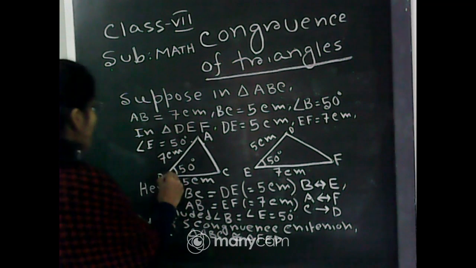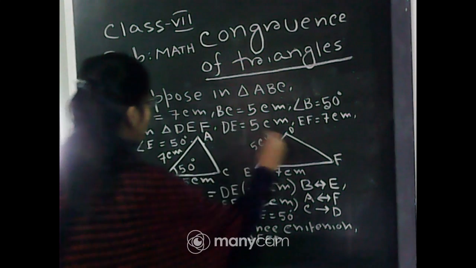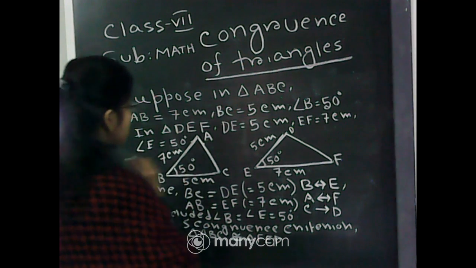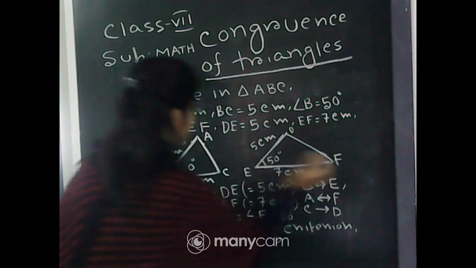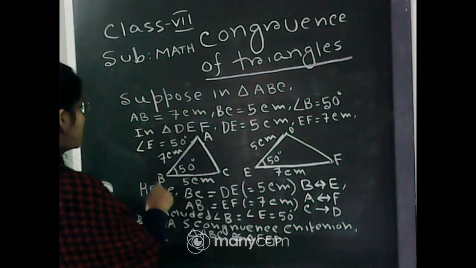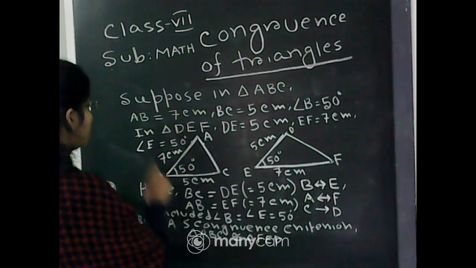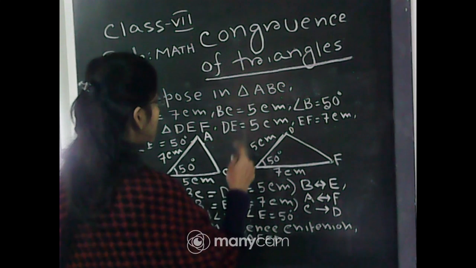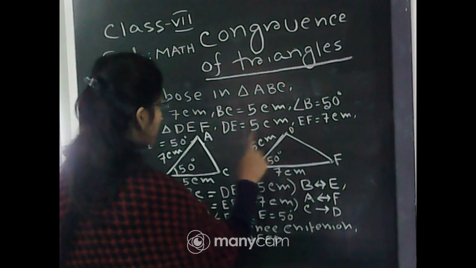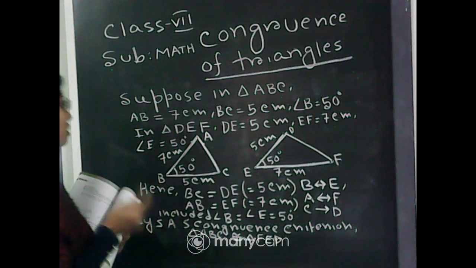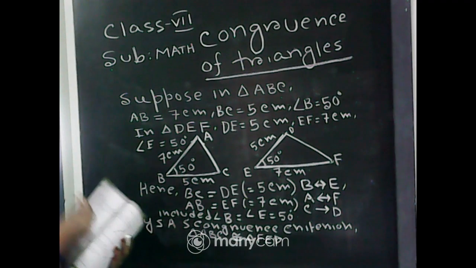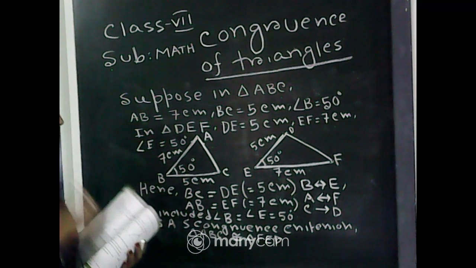Since here side BC is equal to side DE and side AB is equal to side EF, and the angle included between sides AB and BC, that is angle B, is equal to the angle included between the sides DE and EF, that is angle E, therefore by the SAS congruence criterion, triangle ABC is congruent to triangle FED.